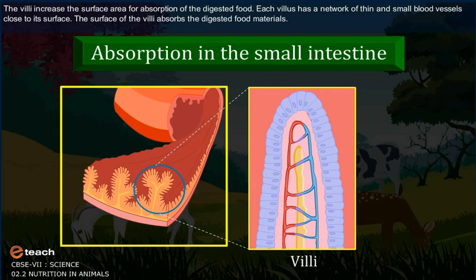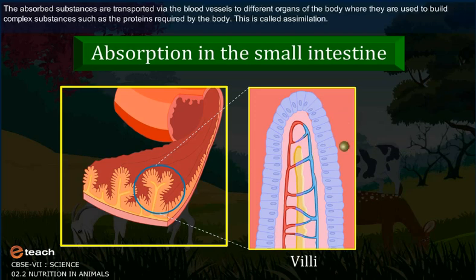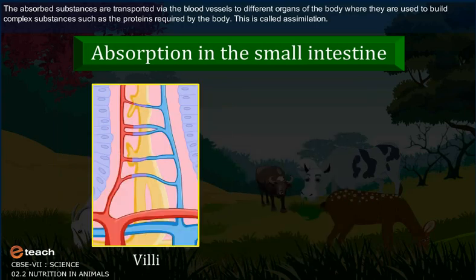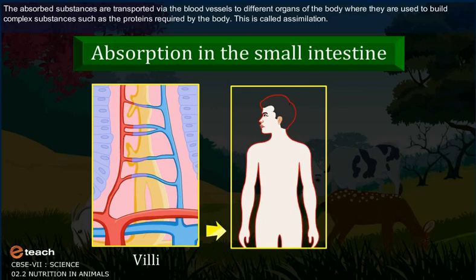Each villus has a network of thin and small blood vessels close to its surface. The surface of the villi absorbs the digested food materials. The absorbed substances are transported via the blood vessels to different organs of the body where they are used to build complex substances such as the proteins required by the body.